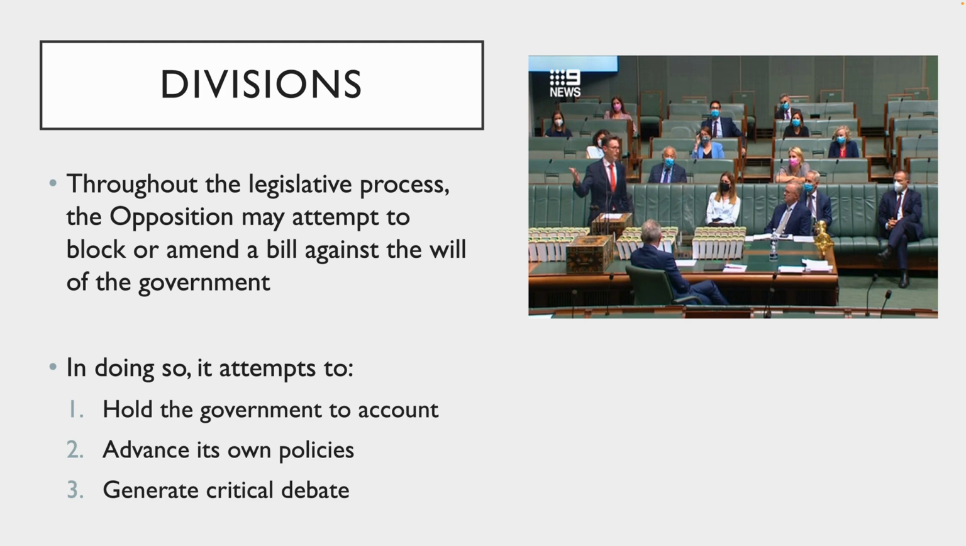So, throughout the legislative process, the opposition may attempt to block or amend a bill against the will of the government through participating in divisions. And in doing so, it attempts to hold the government to account, advance its own policies, and generate critical debate. Here we would link back to a contemporary example involving the legislative process for Year 11, but a contemporary example involving political power for Year 12, that being the religious freedom bills.